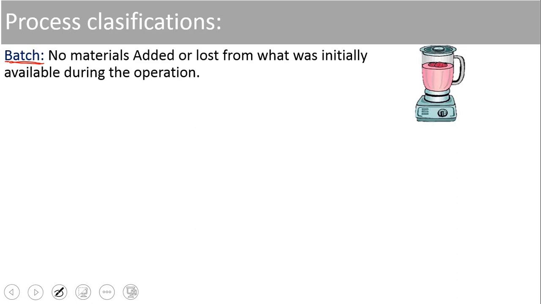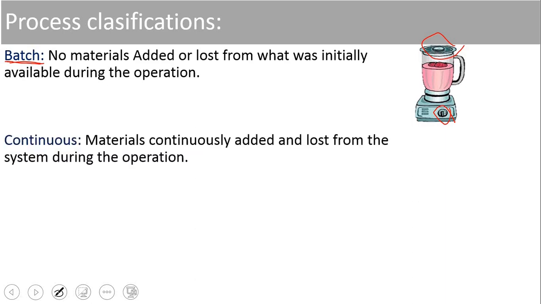Let's say you want to make a smoothie, you put in all the milk and smoothie ingredients, and you close the lid. Then you start the operation. After you start the operation, there is no material leaving or entering, and the mixing will happen. So when the operation started, the material did not leave or enter. That's a batch process.